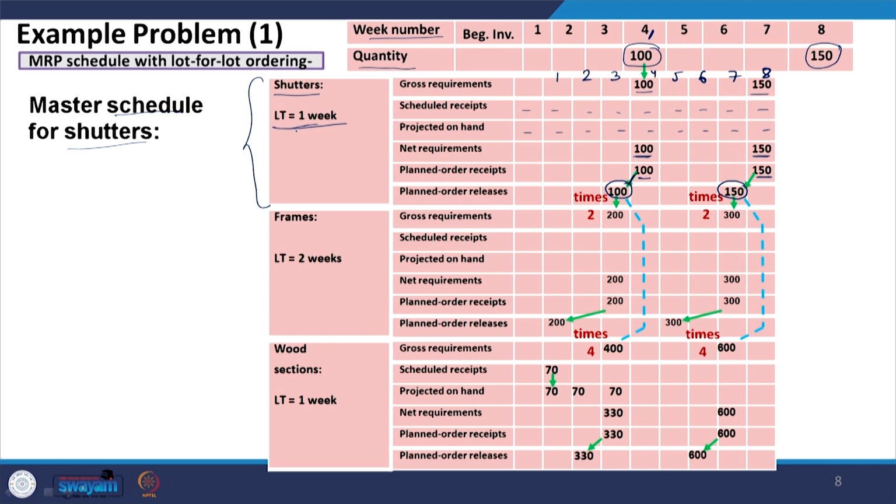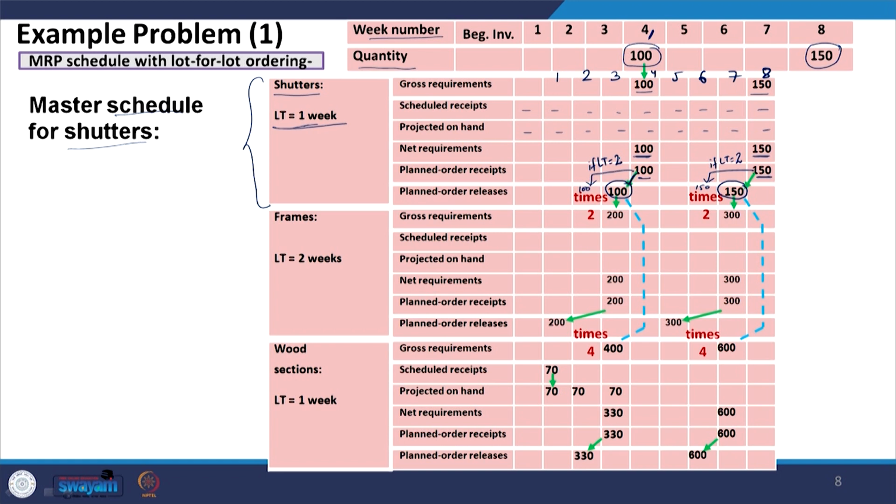Suppose in this case we have taken 1 week as the lead time, but if lead time would have been 2 weeks, I will place order here and for this here. So, it depends on LT. Right now I have taken LT as 1 week, so these are placed in 3rd and 7th week.